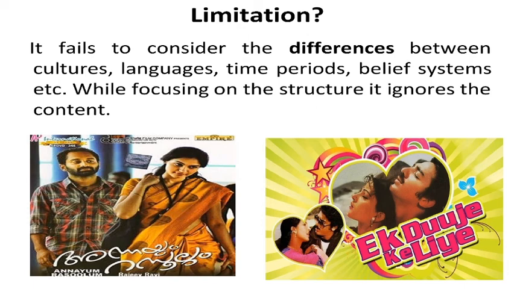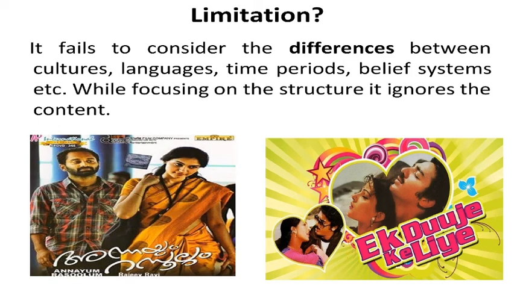From a structuralist point of view, the Malayalam film Annayum Rasoolum and the Hindi film Ek Duje Ke Liye, both are based on Romeo and Juliet. They might have the same structure. Protagonists from different communities are in love, doomed love story, prejudices, clash of cultures. Though the climax is slightly different, the structure of the films are similar.